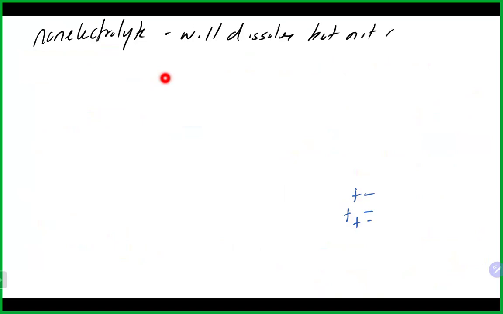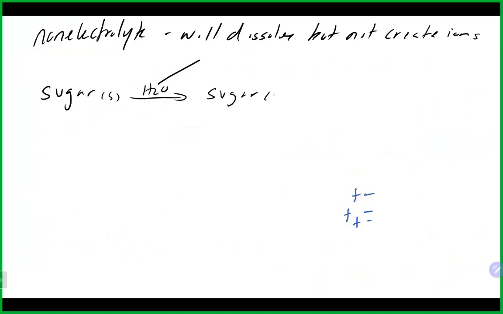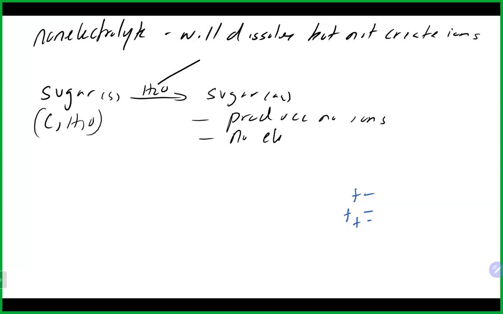Now, the last type of electrolyte is really a non-electrolyte, and a non-electrolyte will dissolve but not create ions. So if you took something like sugar and dissolved it in some water, it's going to dissolve, right? But since sugar is carbon, hydrogens, and oxygens, it will produce no ions. And because it produces no ions, no electricity is conducted.